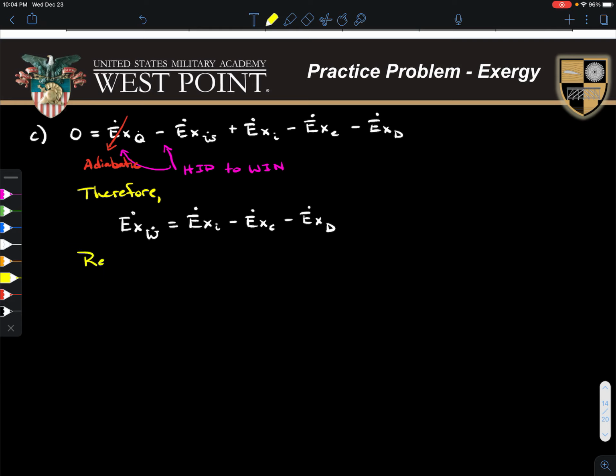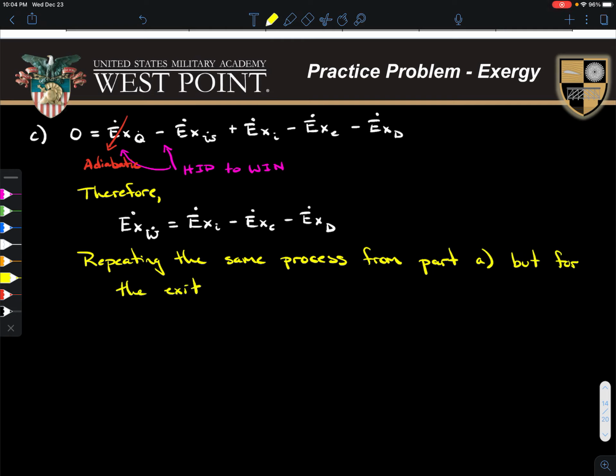Okay, tackling this, we're repeating the same process from part A, but for the exit. On part A, we did the inlet. You need to repeat the same process, but now for the exit.